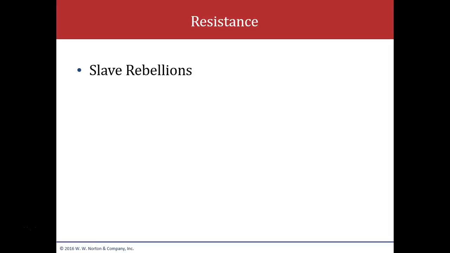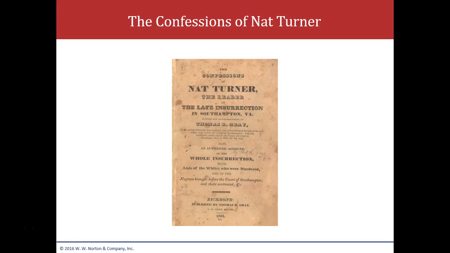And what this does is actually decrease their freedoms. So slave laws become a lot more strict, such as you can't teach a slave to read, for instance. That becomes against the law. This is a published account of Turner's rebellion. It's written by Turner's lawyer, Thomas Gray.